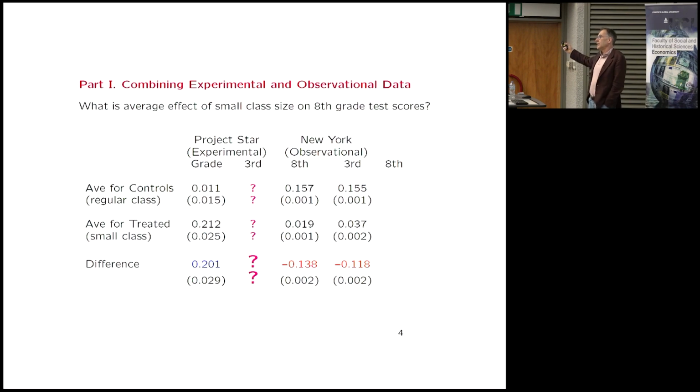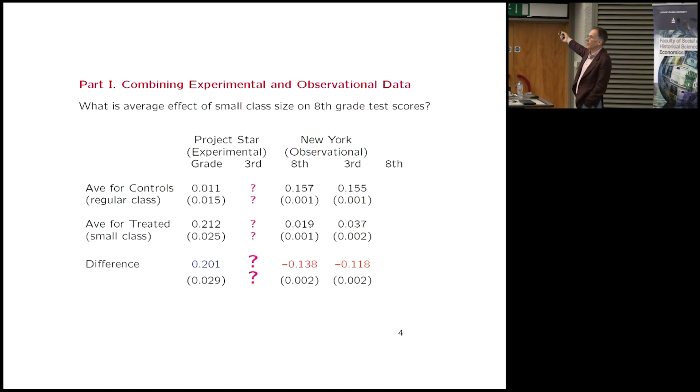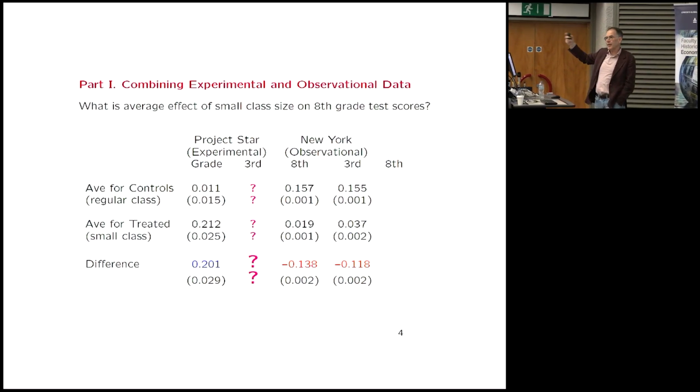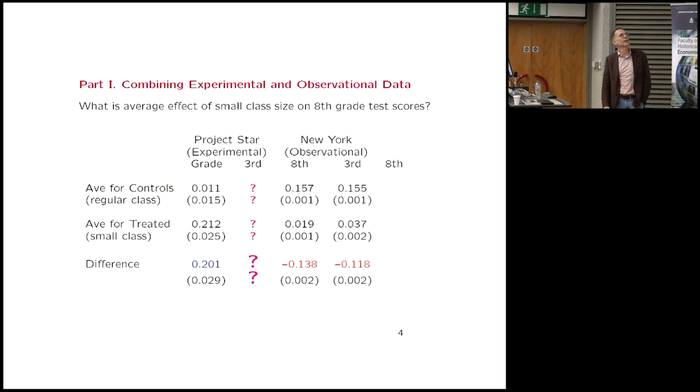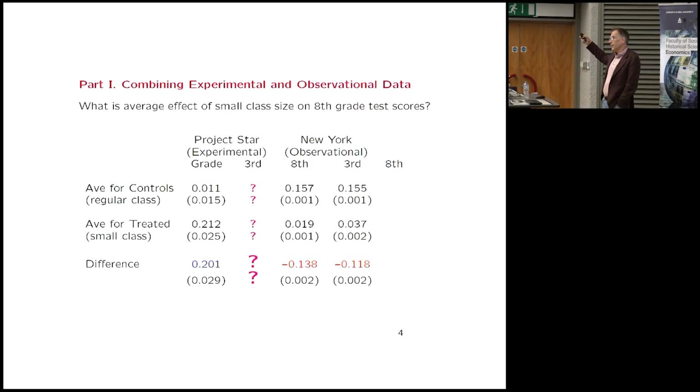There's sort of 2 reasons why these numbers could be different from what we see here. It could be just that these kids in New York are just very different from the kids in Tennessee, that there's no external validity for the Tennessee study relative to New York. Or it could be that the selection in New York, that the kids in these small schools are different from the kids in the big schools.